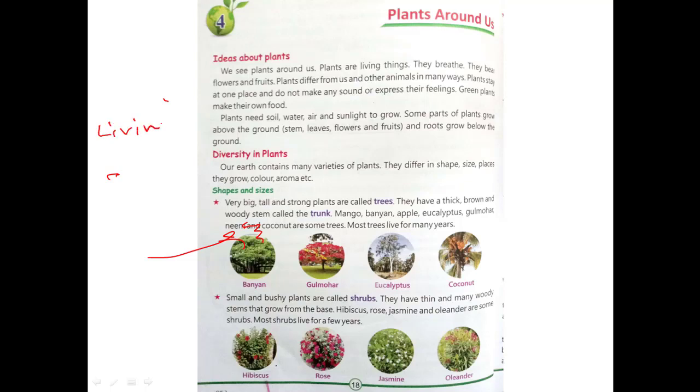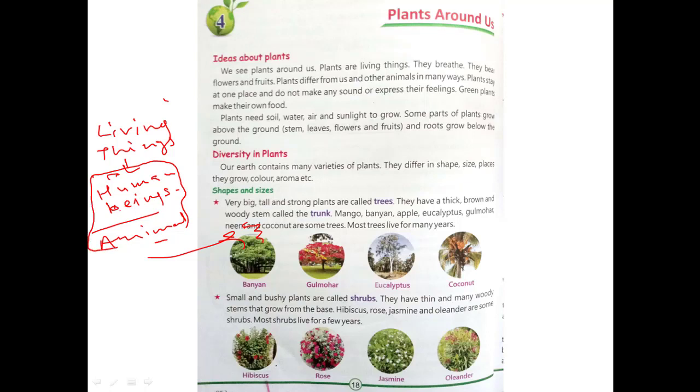Okay, plants are living things, and they are different from other living things like human beings and animals. How are they different from animals and human beings? Because human beings and animals are locomotive, they can move from one place to another place, but plants are not. Human beings and animals can make sound, but plants don't make sound. Human beings and animals can express their feelings, but plants can't express their feelings.